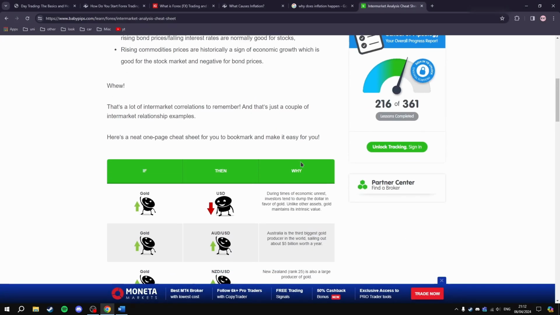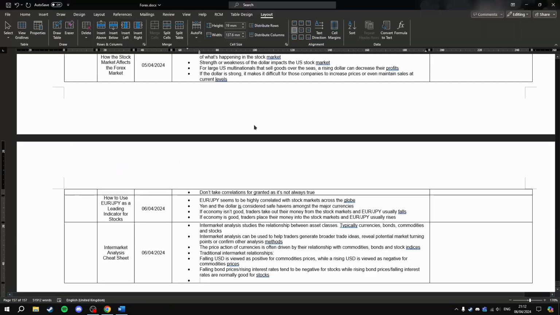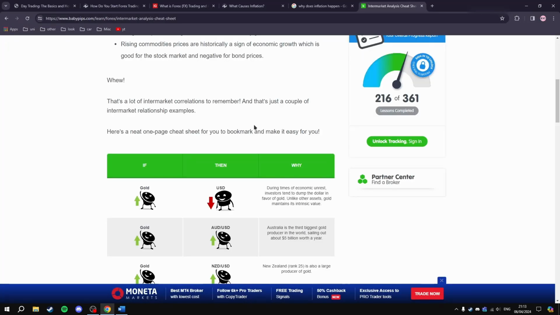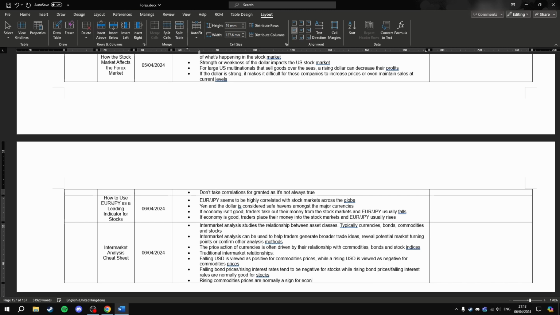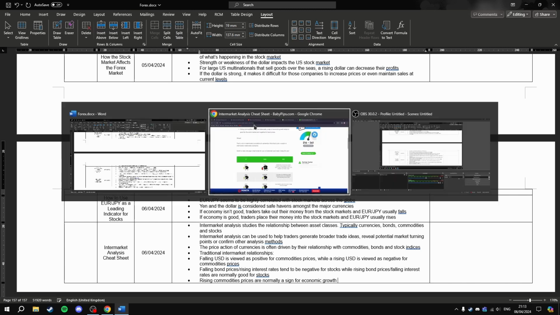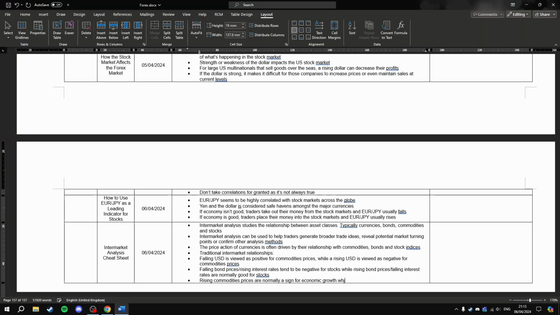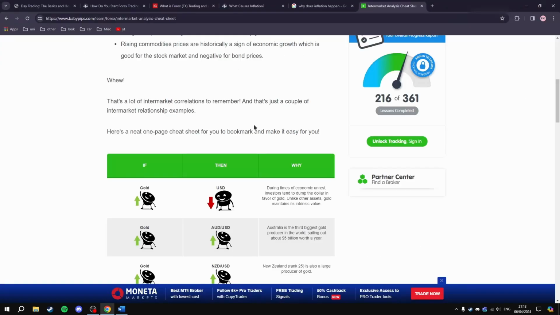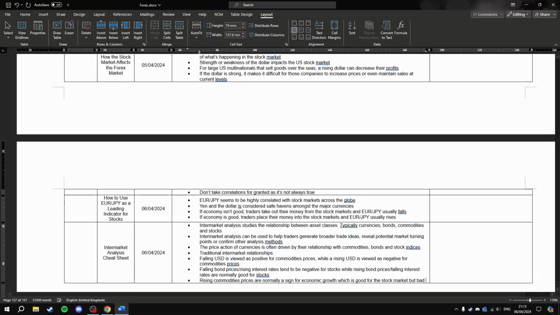Rising commodity prices are historically a sign of economic growth. Rising commodities prices are normally a sign of economic growth, which is good for the stock market, but bad for bond prices.